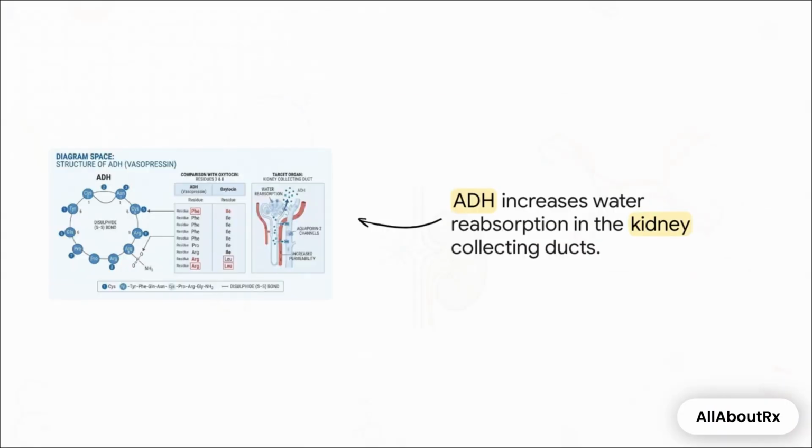Now, while oxytocin focuses on labor, ADH has a totally different target, the kidney collecting ducts. Its main action is antidiuresis, meaning it drastically increases water reabsorption by opening up aquaporin channels. Because of this powerful water-retaining effect, ADH is the absolute primary replacement therapy to manage diabetes insipidus. It helps control the frequent urination and intense thirst that patients with that condition deal with.